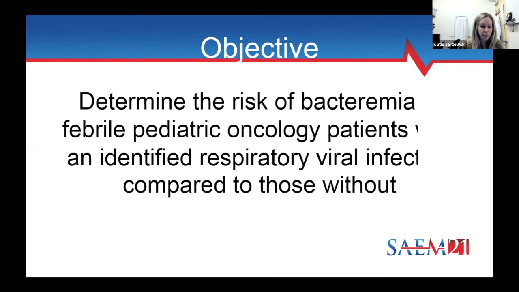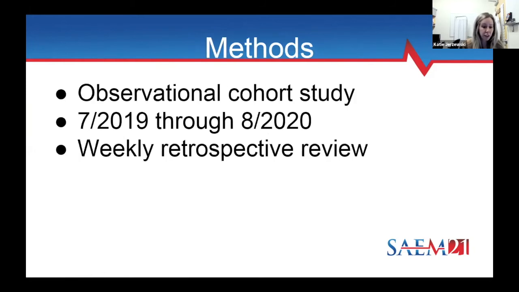In this study, we aim to determine the risk of bacteremia in febrile pediatric oncology patients with an identified respiratory viral infection compared to those without. We performed an observational cohort study from July 2019 through August 2020 of pediatric oncology patients who presented with a chief complaint of fever to either the emergency department or outpatient oncology clinic. Weekly review allowed us to identify reasons for admissions and prolonged hospitalizations in real time, discussing every case with both the emergency and oncology teams.